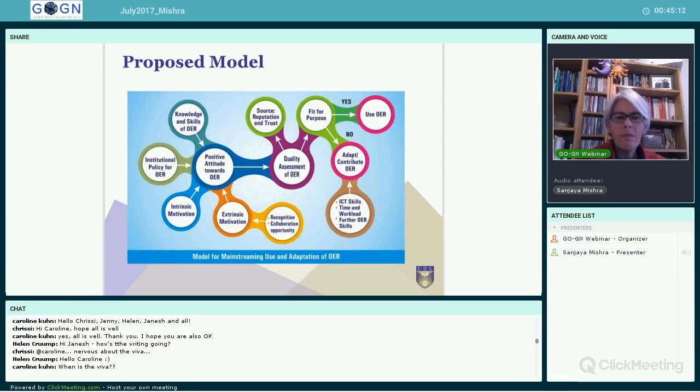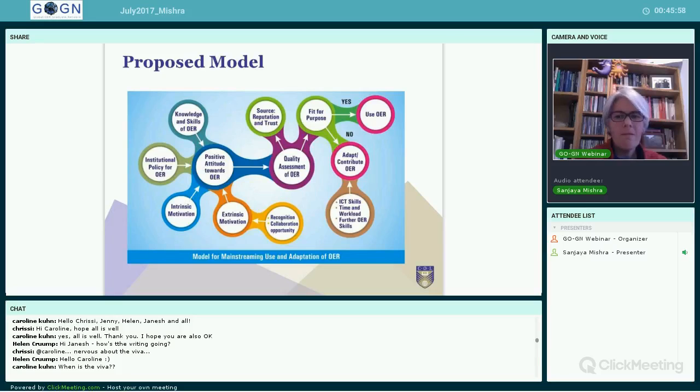If that happens, and along with assessment of quality, when teachers assess the quality of OER, they see that the OER comes from reputed and trusted sources. And if the OERs are fit for purpose, then they will use the OER, or they will adopt or contribute to the OER more, adapt the OER to their own situation, which will of course require improved ICT skills, more time and workload management system, and further skills on advanced OER uses about licensing and other stuff. So these are all different kinds of factors that contribute towards adoption of OER.